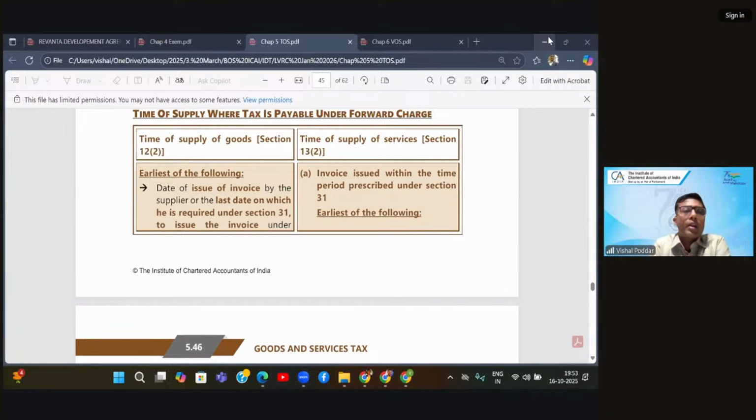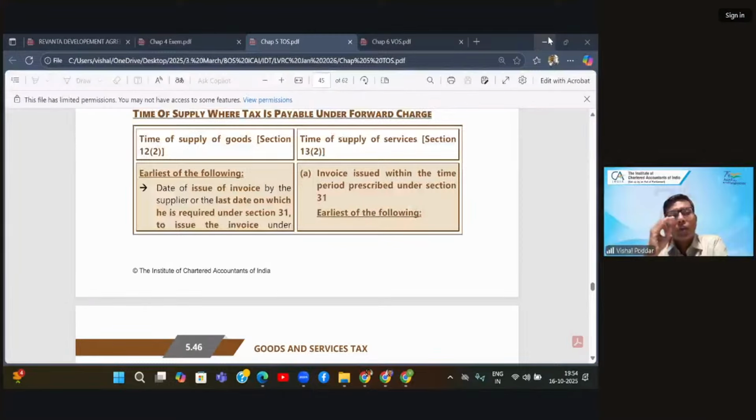Third scenario: where the services are performed on a step-by-step basis and the payment is linked with the stage of completion, then every stage of completion with which a payment is linked is the date by which invoice should have been issued. So as per section 31, these are the three scenarios in which three different dates, depending upon the scenario, will be the date by which section 31 says invoice should have been issued. I'll give you an example of all these three dates.